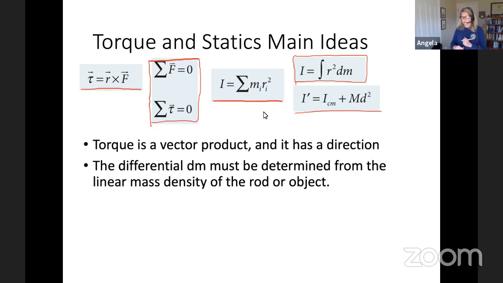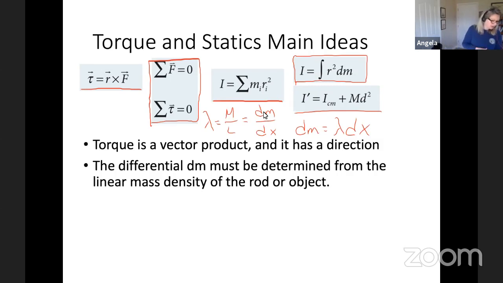So torque is a vector product. This is where people get tripped up when they try to derive rotational inertia, is the dm. So lambda is linear mass density. So it's mass over length, or if you're looking at a differential, it'd be dm over dx. So usually the first step in deriving rotational inertia is to rewrite dm as lambda dx, and then you can integrate over distance, right? But then, of course, sometimes we have a two-dimensional, that's for a one-dimensional object.